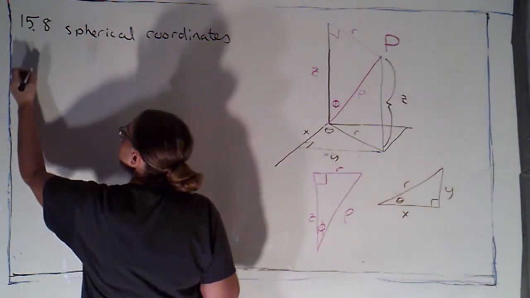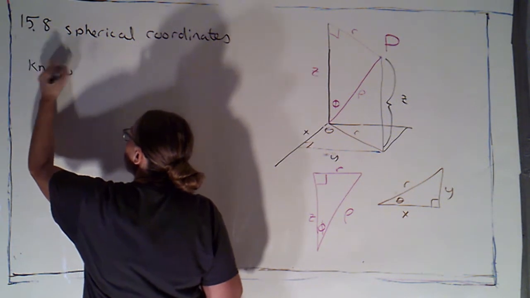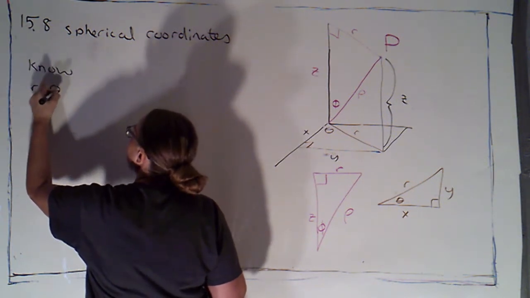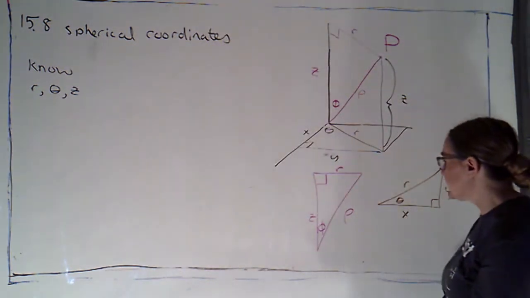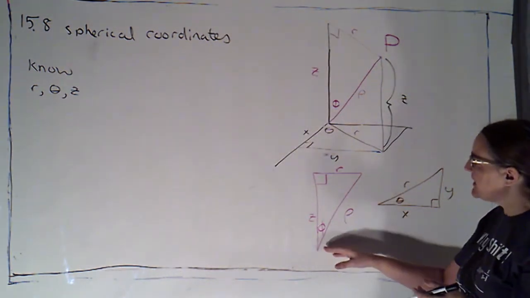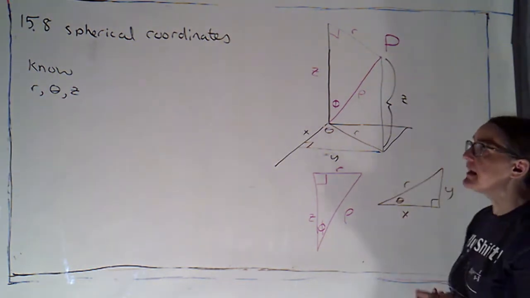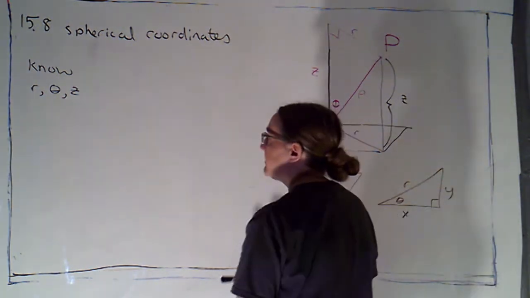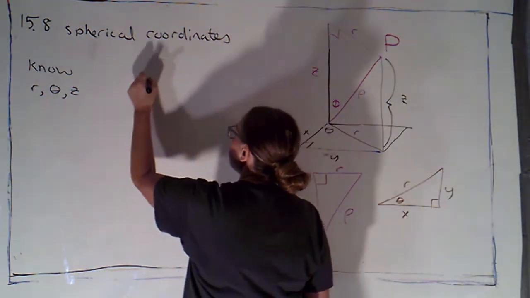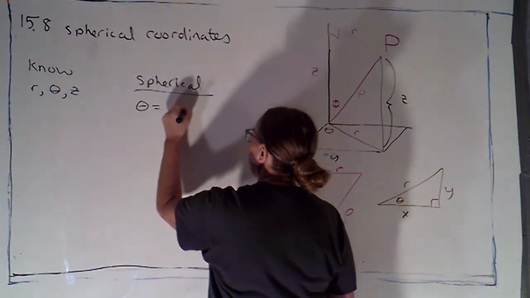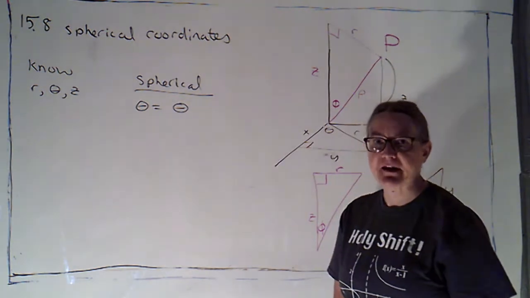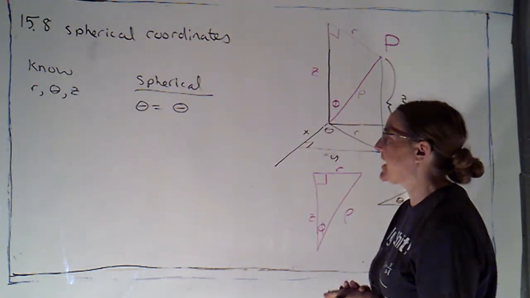So let's say I know r, theta, and z, and I want to express rho, phi, and theta in terms of these. Okay. Well, then my spherical coordinates, I'm going to start with the easy one. Theta is theta. Beautiful.